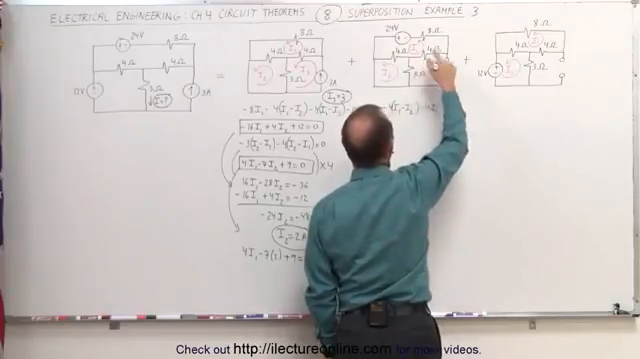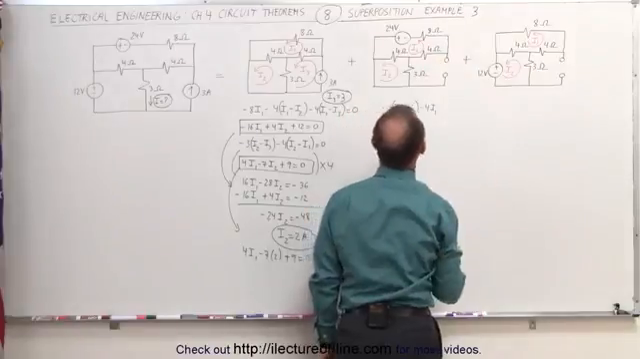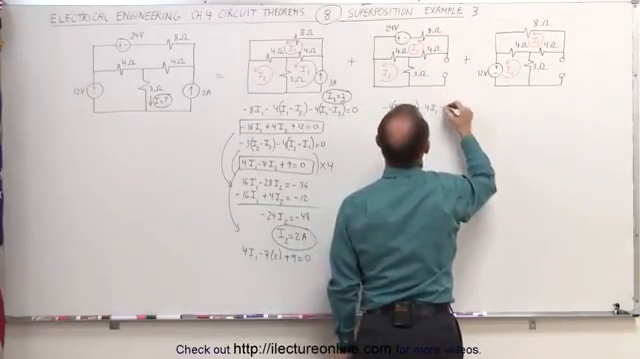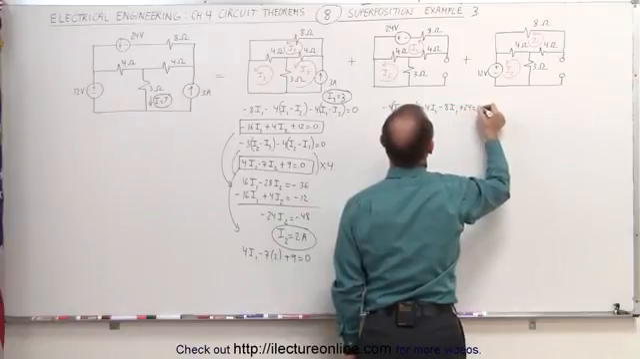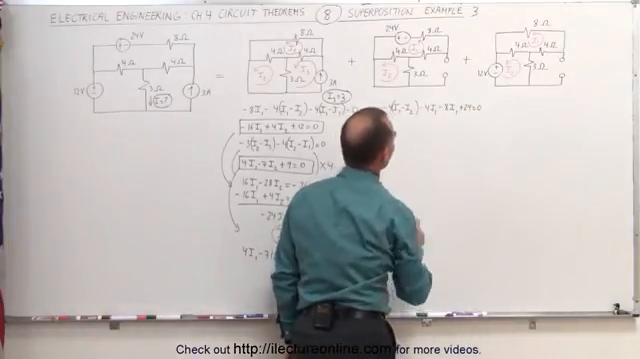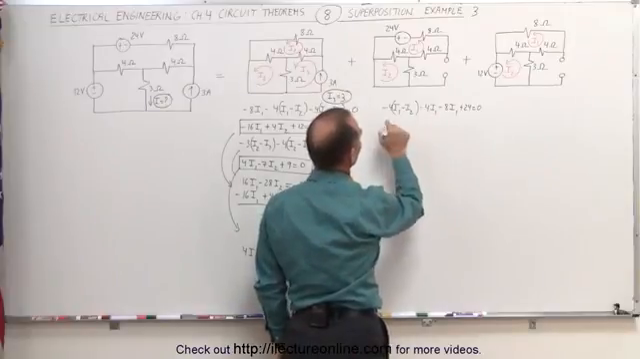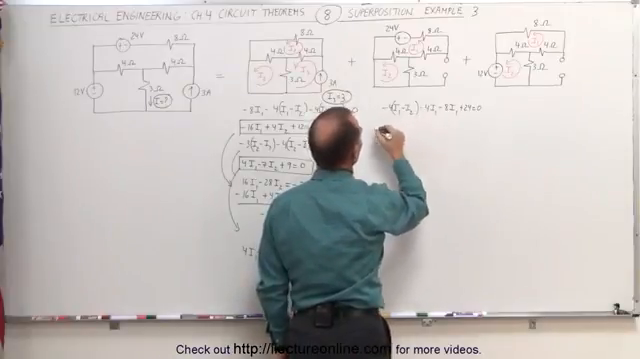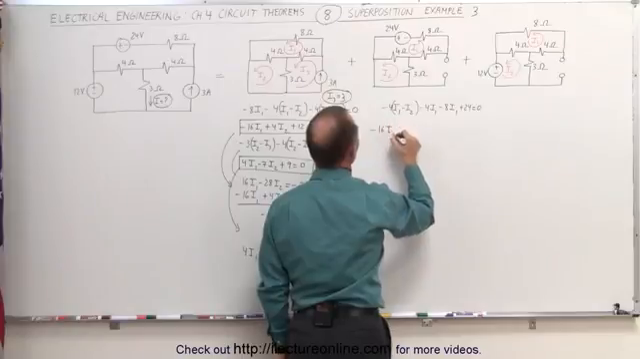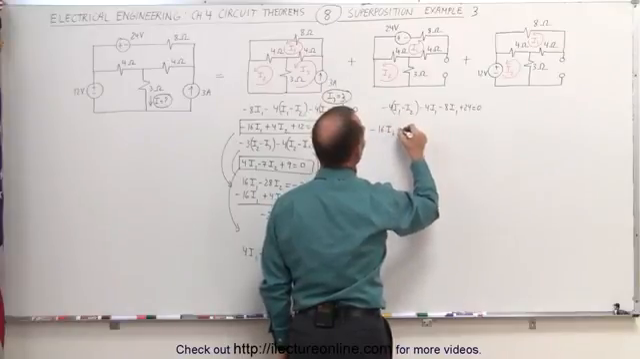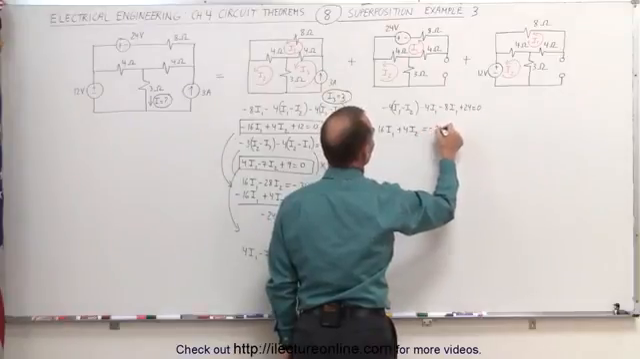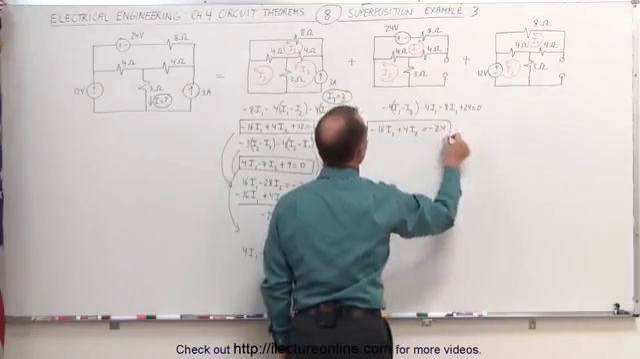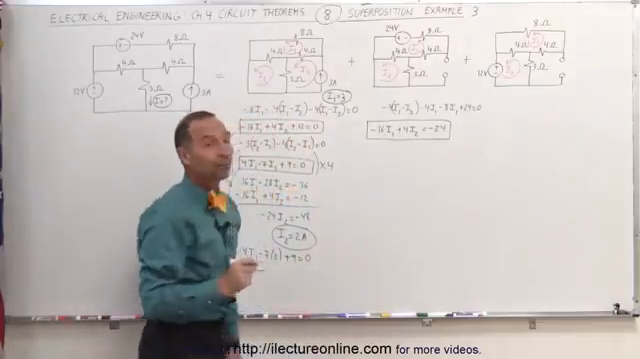I don't have to worry about I3 because there's no current there, the current source is gone. Minus 8I1 plus 24 equals 0. Simplifying that equation, I have minus 4, minus 8, that's minus 16I1 plus 4I2 is equal to, when I bring the 24 across, I get minus 24. Okay, there's my first equation.